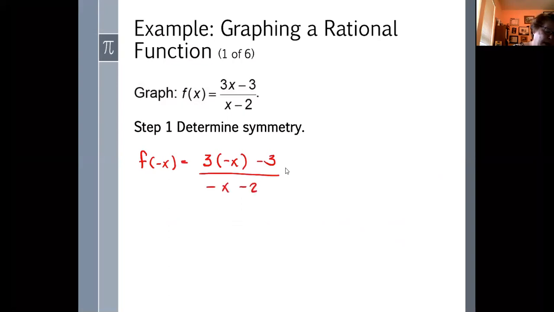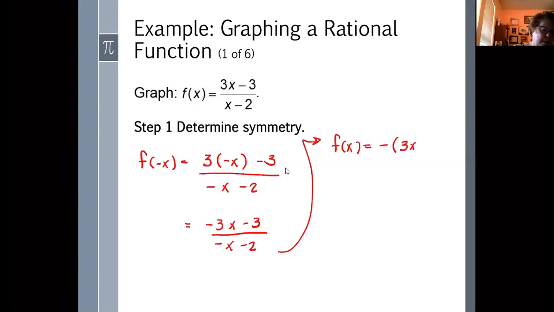All right, so what do I get here? I get negative 3x minus 3 over negative x minus 2. Now, I think I'm going to go ahead and factor out a negative from the numerator and the denominator. That'll help me determine. And a negative divided by negative is going to be a positive. So when I replace x with negative x, I get 3x plus 3 over x plus 2.